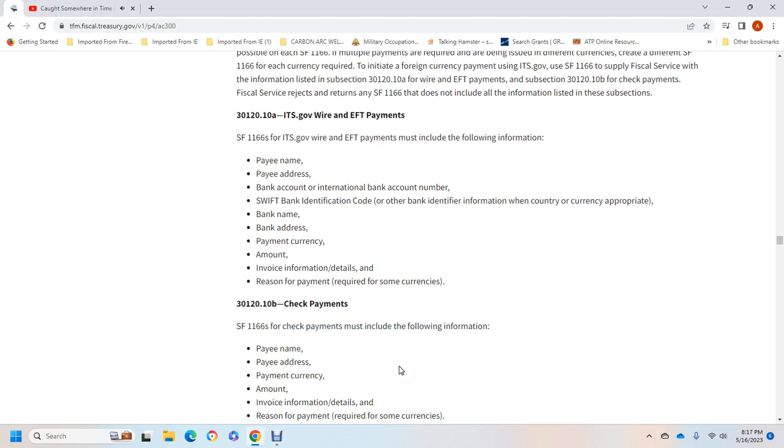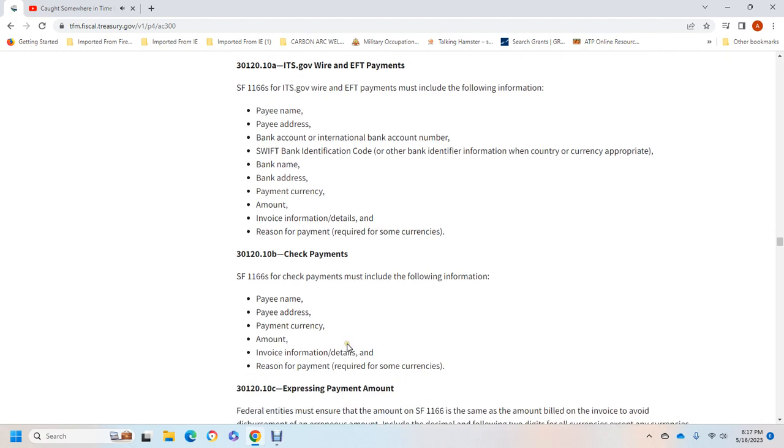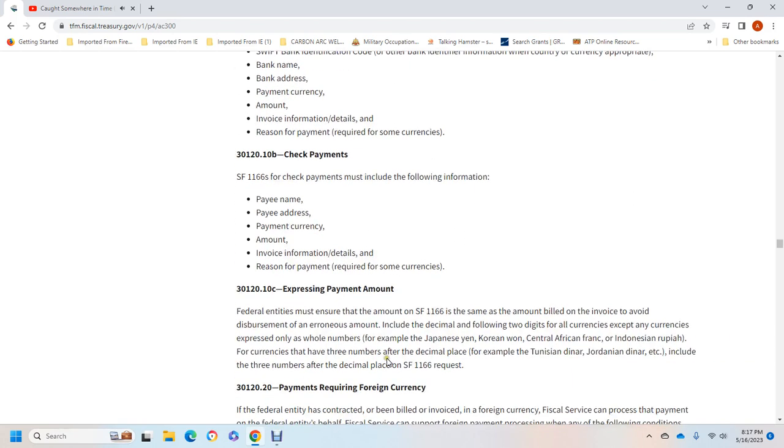312010B, check payment, SF 1166. Check payments may include the information: payee name, payee address, and currency amount with the invoice information details, and the reason for the payment, required for some currencies.